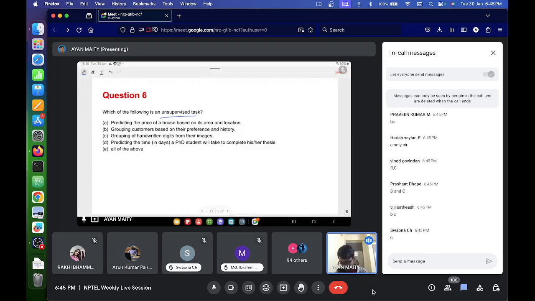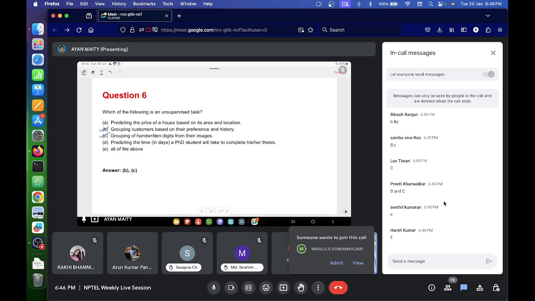B and C. Most of the answers in the chat are B and C. The correct answers are B and C. So any kind of grouping is an unsupervised learning task or unsupervised learning problem, where the model is not predicting any specific classes or any specific output variable. It is just grouping or clustering objects based on their similarities.